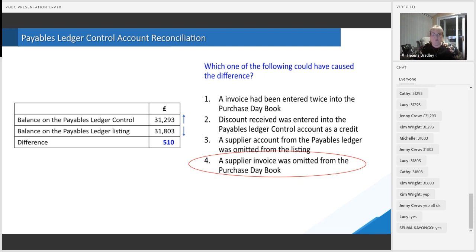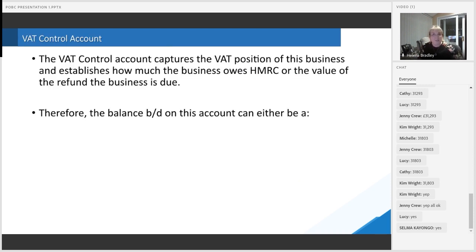Okay, so the VAT control account. Now, this is something that you would have had exposure to before. You would have certainly made your postings to the VAT control account. But it's going to be new in terms of how it's assessed in this unit. So the VAT control account captures the VAT position of the business, and it establishes how much the business owes to HMRC, or indeed what the value of the refund is due.